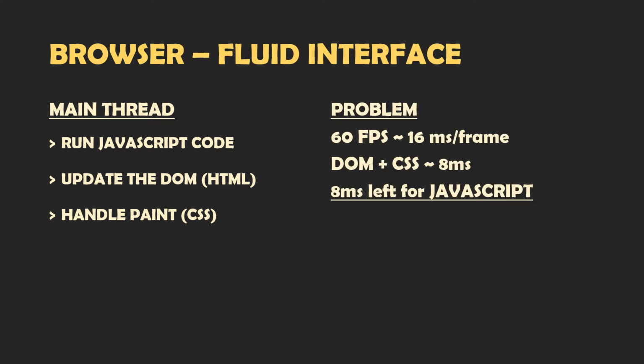We want our UI to be responsive and never freeze. Our screens generally have a refresh rate of 60 frames per second. That leaves us with 16 milliseconds per frame. On frames where we need to update the interface, DOM and CSS updates will take around 8 milliseconds. We're left with 8 milliseconds to run our JavaScript, which is not much, especially on mobile.